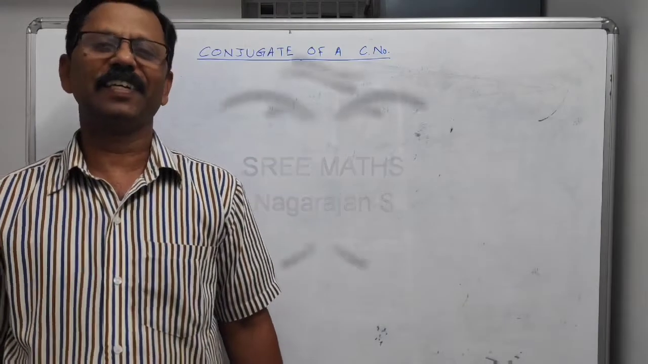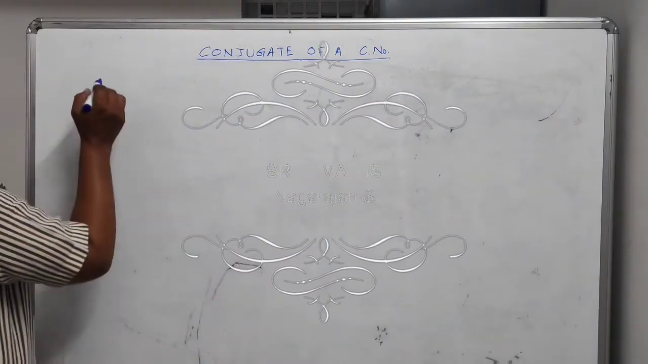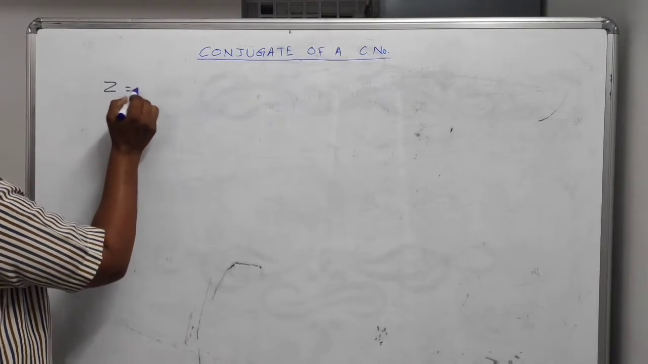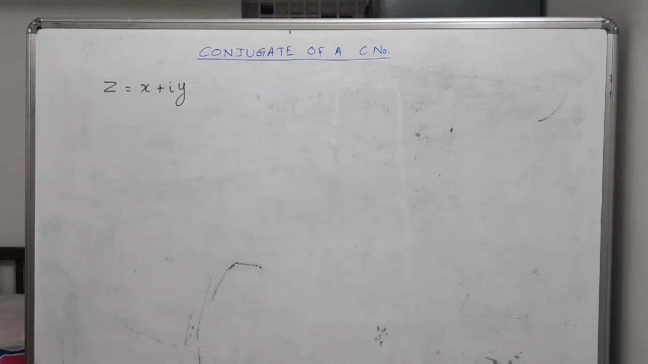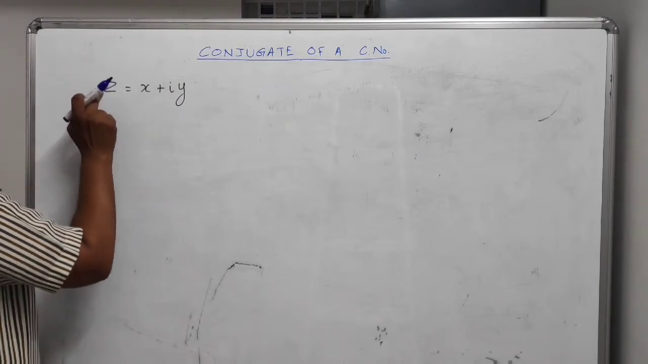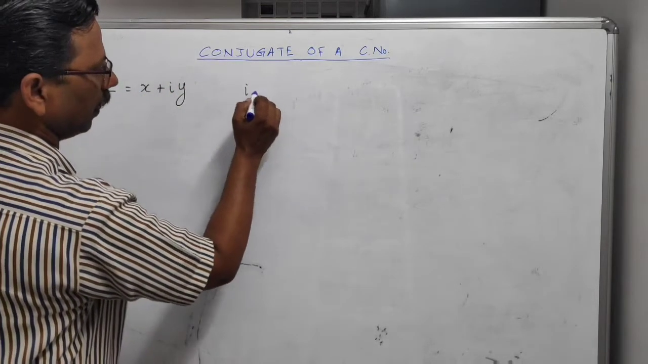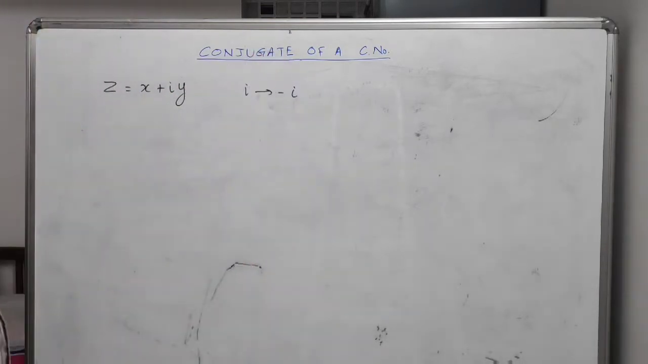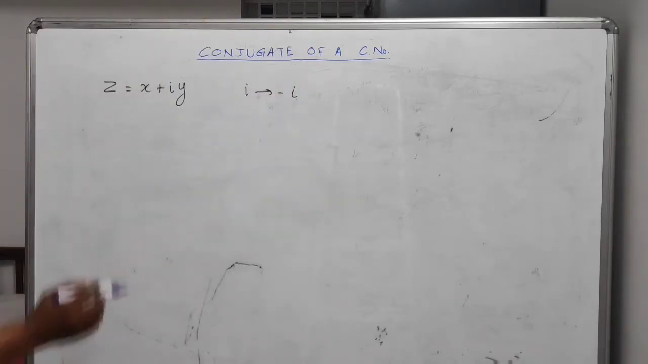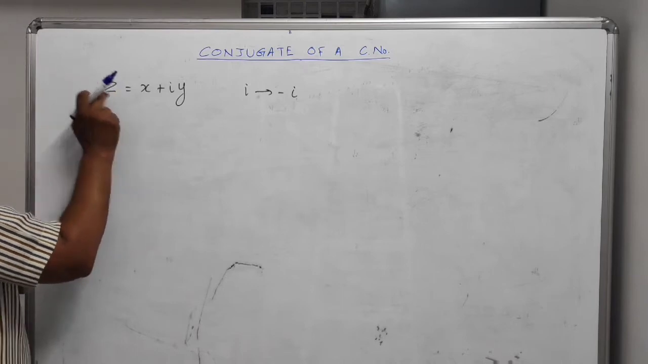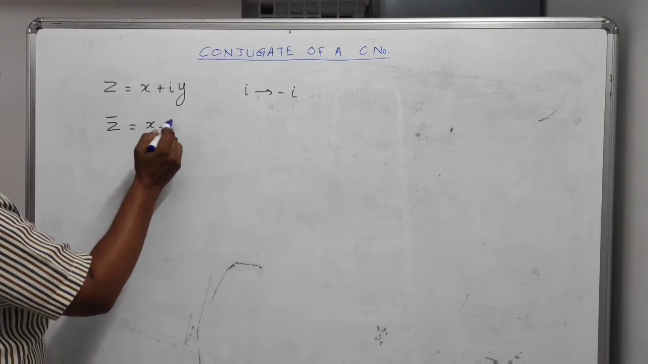Hello students, today let us see the conjugate of a complex number. Let us assume z is equal to x plus iy be the complex number. Now the conjugate of this z is obtained by replacing i as minus i. That is, just change the sign of the imaginary unit, and the conjugate of z is denoted by z bar, which is equal to x minus iy.